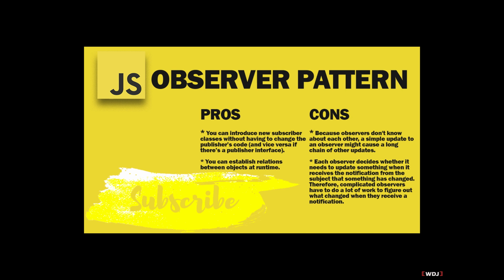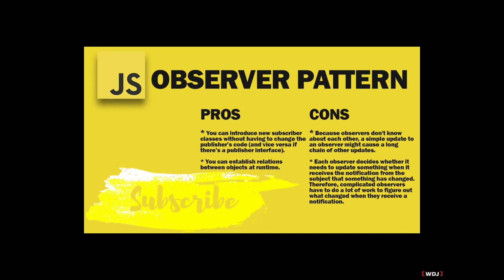So this observer pattern, guys, the pros and cons and the wins are pretty much straightforward. Okay. So for the pros, you can introduce new subscriber classes without having to change the publisher's code and vice versa to the publisher's interface. And you can establish relations between objects at runtime, which is a good thing. So the cons, because observers don't know about each other, a simple update to an observer might cause a long chain of other updates. Just be wary about that.